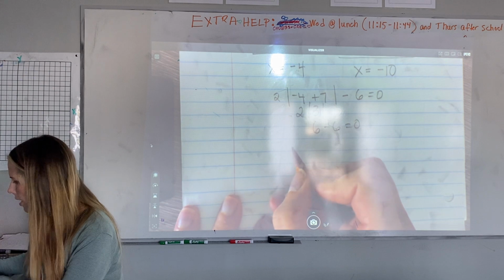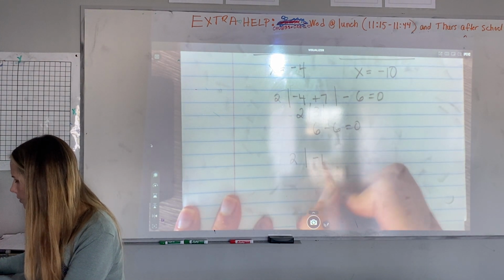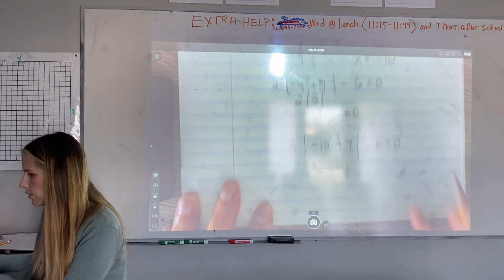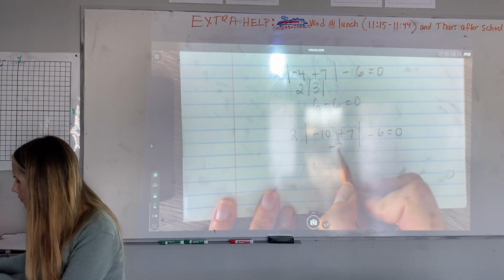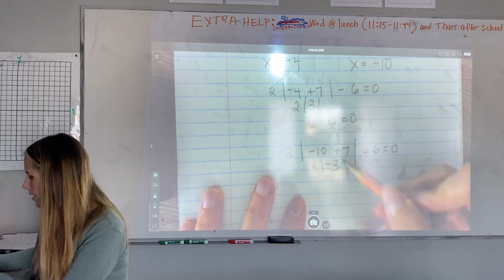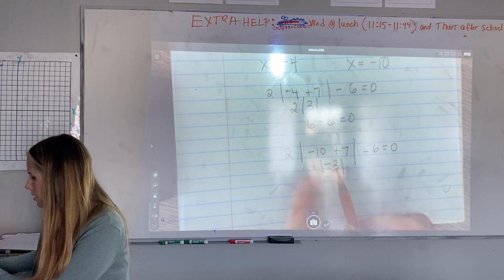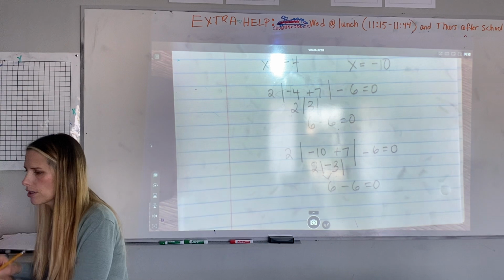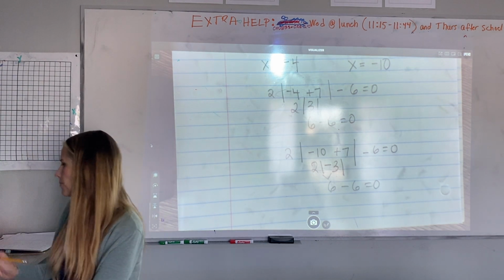All right, let's try the negative 10. 2 times the absolute value of x, which is negative 10, plus 7, minus 6 equals 0. Let's see if that works. Negative 10 plus 7 is negative 3. So see how we ended up with a 3 and a negative 3? But now that's going to be absolute value to be positive 3, just like this one. Positive 3 times 2 is 6, minus 6 is 0. See how that works? So we guarantee the correct answer.